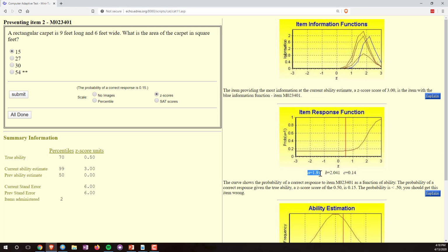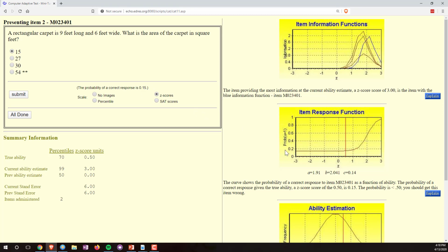It's got a high A parameter, which is to be expected if it's generating the most information. And it's got a B parameter of 2.041 and a low C parameter. So, again, a lot of information there. And based on this item, if you look at the ICC down here, our theta is actually 0.5. So this item is way harder than our true theta is. So we're likely to miss this item.